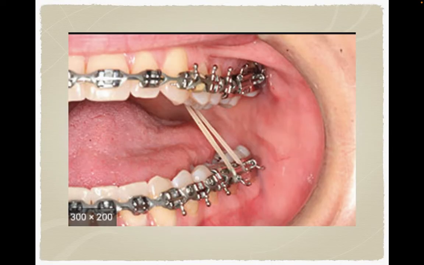Or we can use the arch wires together with cross elastics, where the cross elastics go from the lingual side of the upper to the buccal side of the lower. And here I'm just going to stop to talk a little bit about the cross elastics. Just remember that we have two vectors of force when we are using cross elastics. The first vector is the horizontal vector moving these teeth buccally and moving these teeth, which are the lower teeth, lingually.